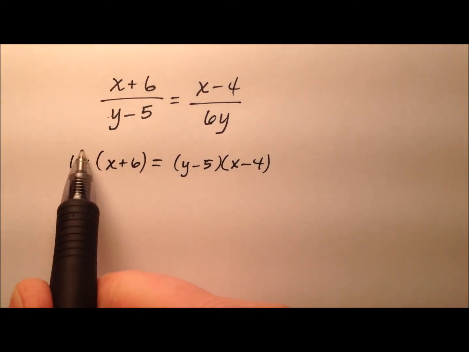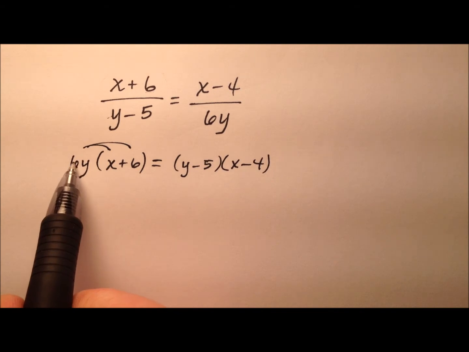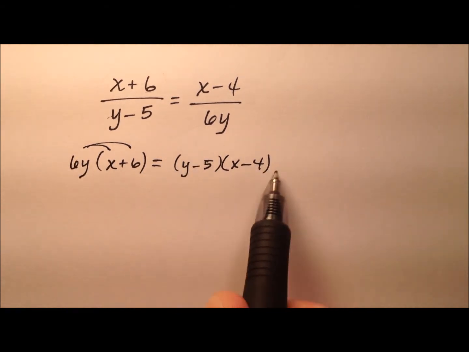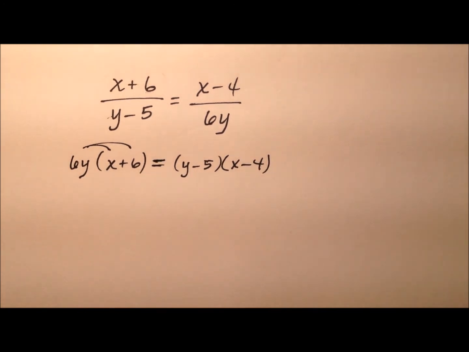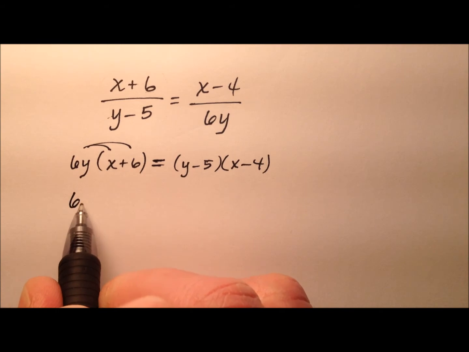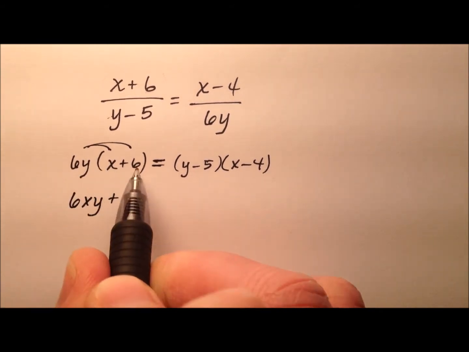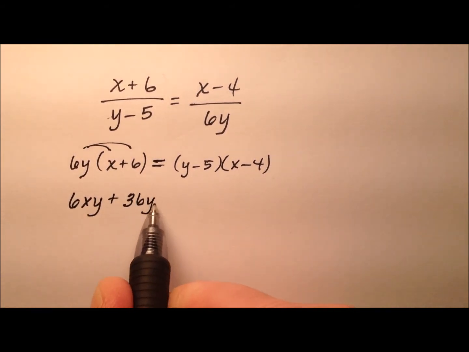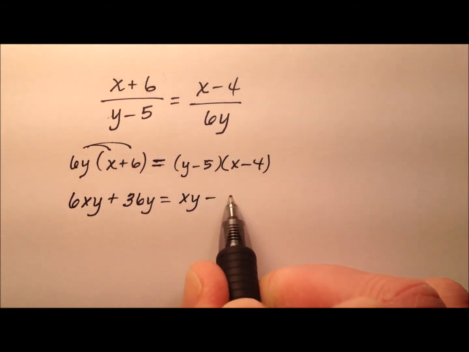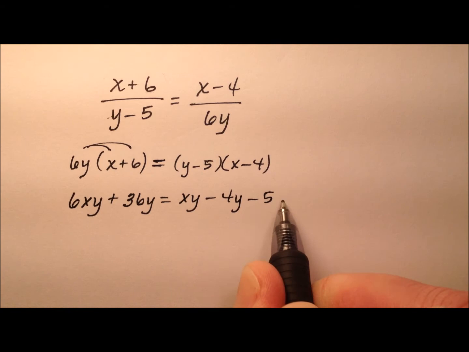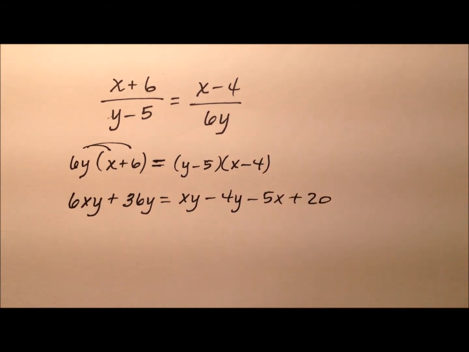So it looks like we've got some multiplication to do. So we'll go ahead and distribute here, and we'll FOIL this out or multiply these two binomials, however you're familiar or comfortable with talking about that. So this first one looks like 6xy plus 36y whenever we distribute. And this right side looks like xy minus 4y minus 5x plus 20.